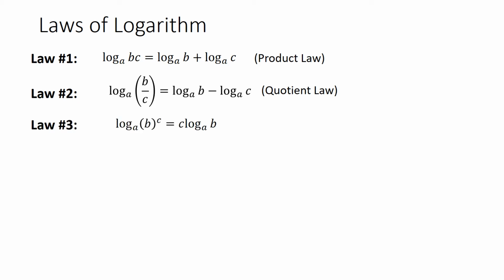Law number 3, log base a of b to the power of c equals c log base a of b. This law is called power law, where you can see that the power for b, which is c, can be brought down to the front and become a constant, c log base a of b.